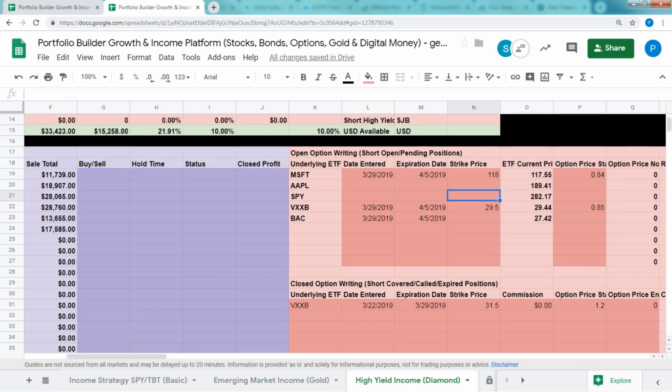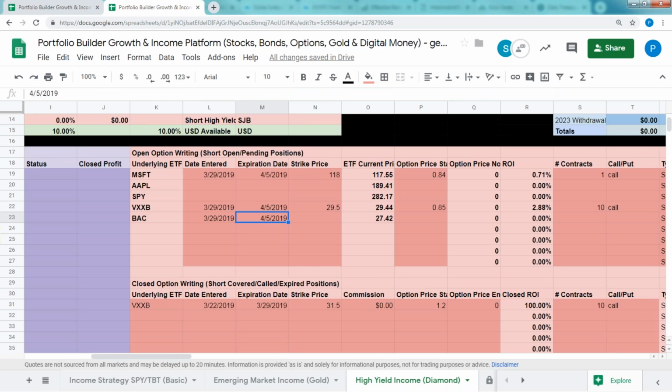5 BACs, April 5 at 58 cents. What was the strike? The strike was 27. Okay. And the credit? I'm sorry, I forgot. 58 cents. And 5, right? Yes.